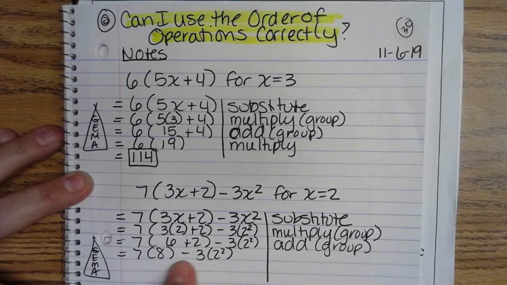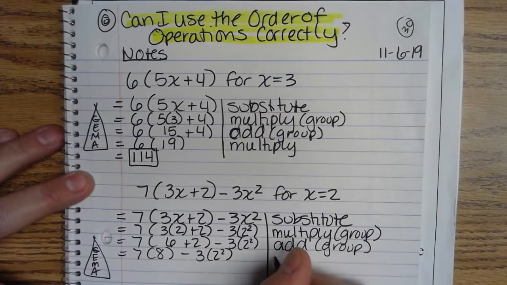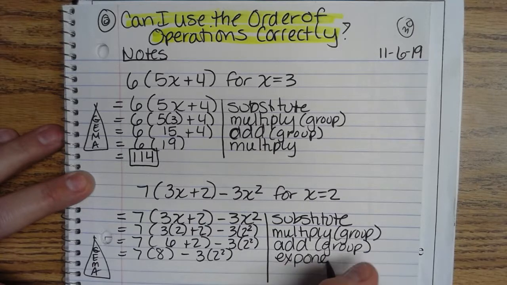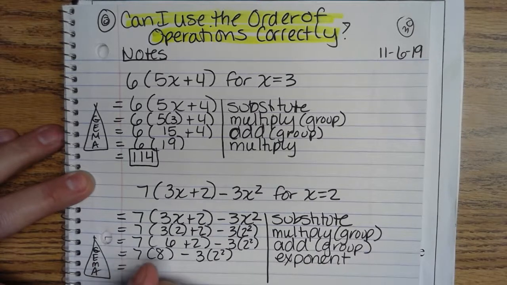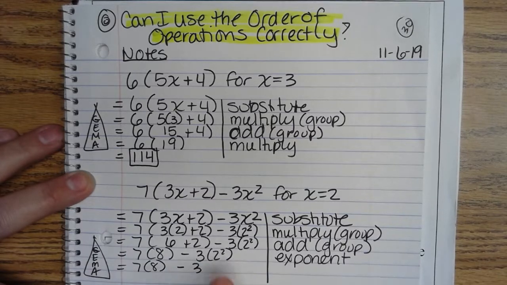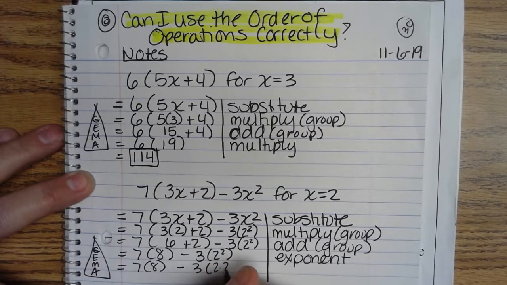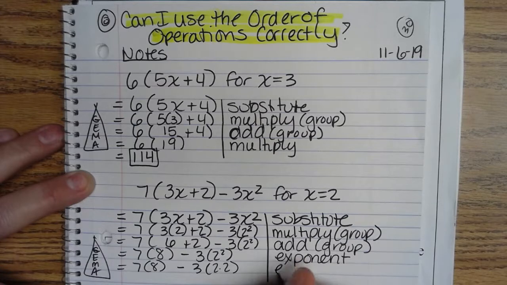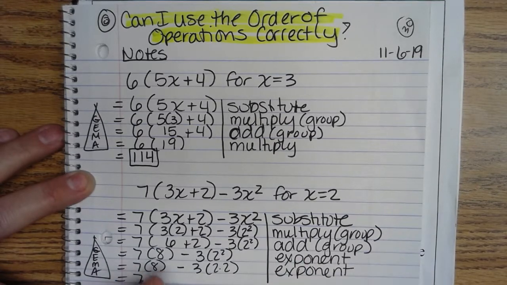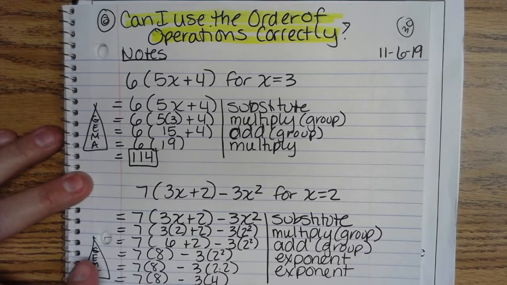There's no more groups, but there is exponents. We have to deal with that exponent. 7 times 8 minus 3, and 2 squared is 2 times 2. There's 2 groups of 2. 7 times 8 minus 3 times 4. Okay, so we've dealt with the exponents.